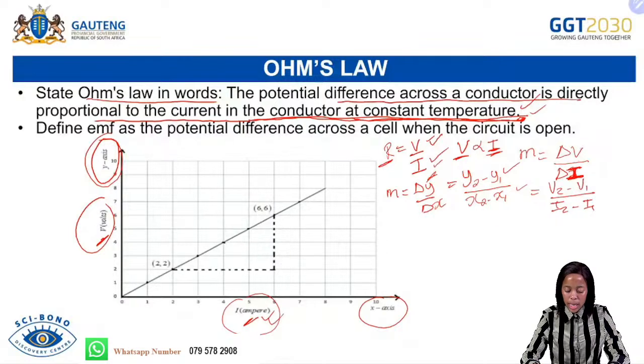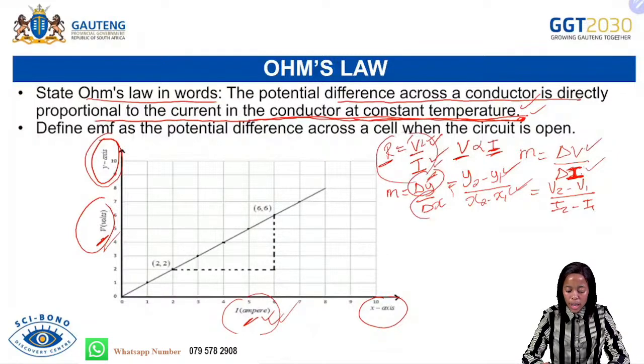But in this case, we have change in V, which is the y-axis, and change in I, which is the x-axis. Again, this is the same as us saying change in y divided by change in x. Now, if you look at change in V divided by change in I, you will see that it is the same as what we have in terms of Ohm's law.